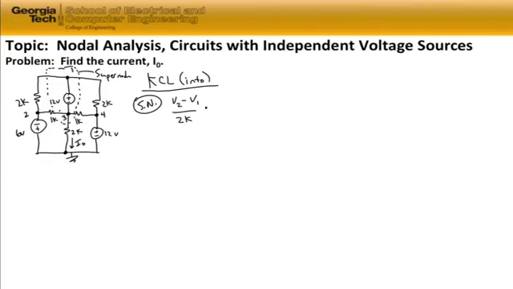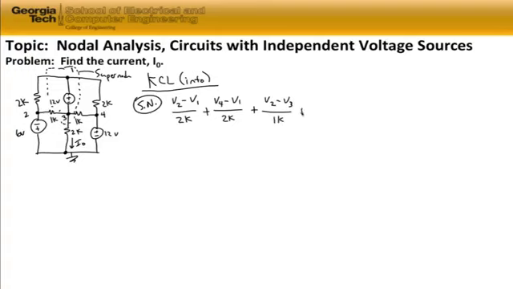Similarly, for the 2 kilo ohm on the right-hand side, we have the current (V4 - V1) divided by 2 kilo ohms for the current flowing upward through the 2 kilo ohm resistor into the supernode. We also have the current flowing left to right through the 1 kilo ohm resistor in the center of the circuit. That's (V2 - V3) divided by 1 kilo ohm.